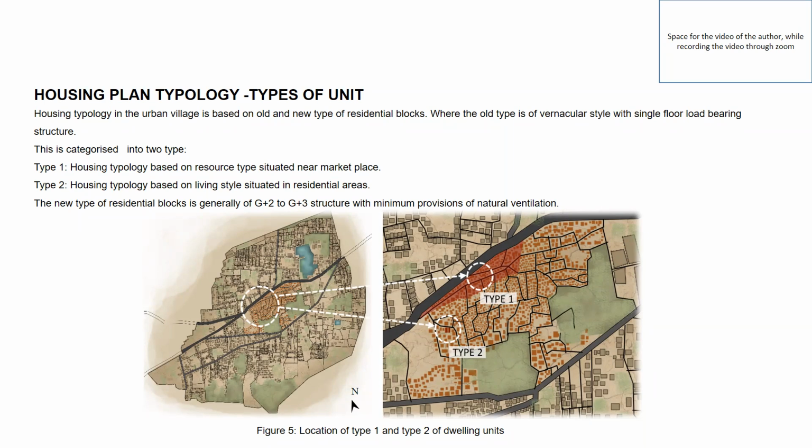If we talk about the housing plan typology, there are two types of units. One is the housing type based on resources, situated near the marketplace, and two is the housing typology based on living style, situated in residential areas. The new type of residential blocks are generally of G or G+ structures with minimum provision of natural ventilation. And here the area has been marked. The red one is type 1 and the rest is type 2.